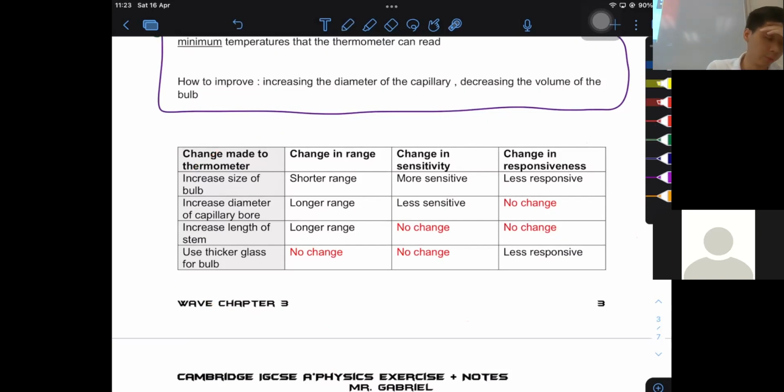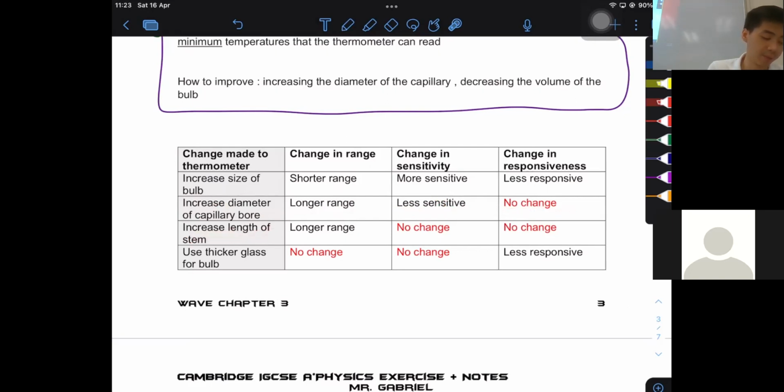If you just look through it real quick, for changing the thermometer, increasing the size of the bulb is obviously supposed to increase the sensitivity, but it will shorten the range. In terms of responsiveness, it will have zero response, right? It won't change now, right? Increasing the diameter of the capillary tube is going to increase the range, but it's going to decrease the sensitivity, essentially what I mentioned. No, not much change here.